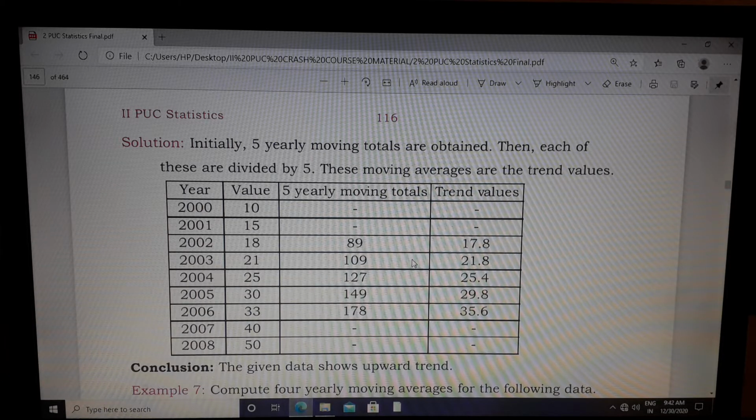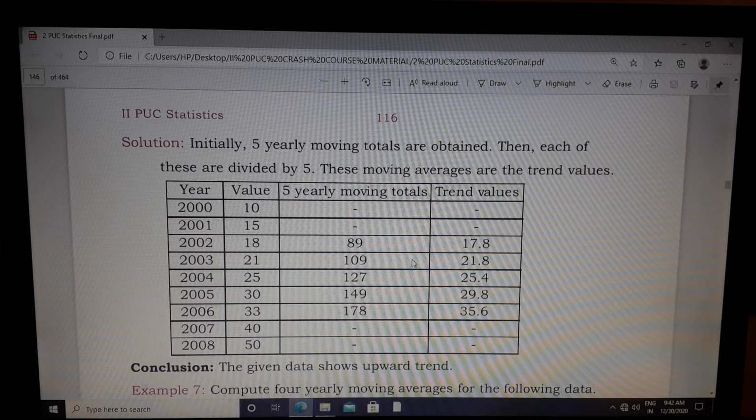Then overlapping the period, from 2002 to 2006. Okay, so the first year will disappear, and one more year is going to overlap. Clear? So from 15, 18, 21, 25, 32, we have to calculate the total, and that total will be written at the middlemost. 1, 2, 3, 4, 5, 3 is the middlemost. So the total has to be written at the middlemost year.